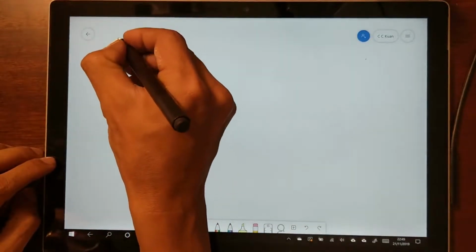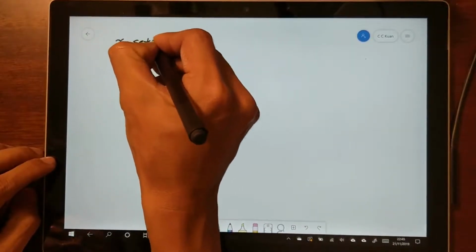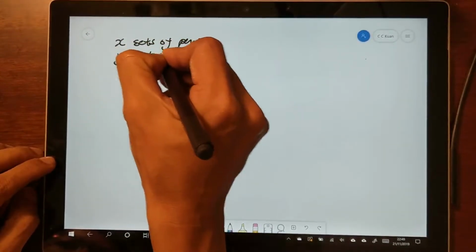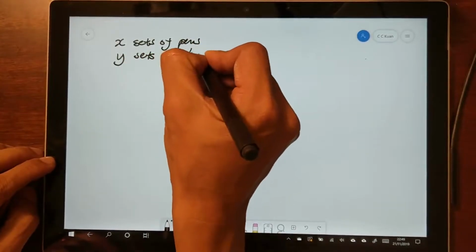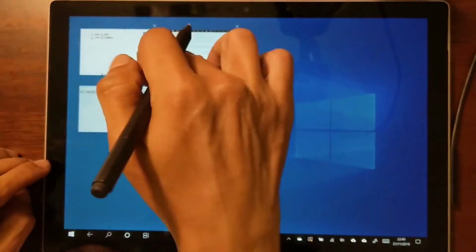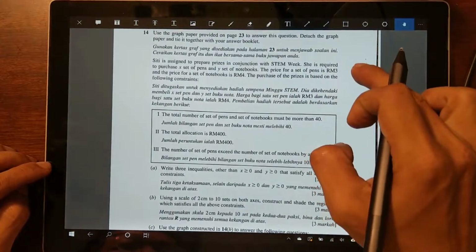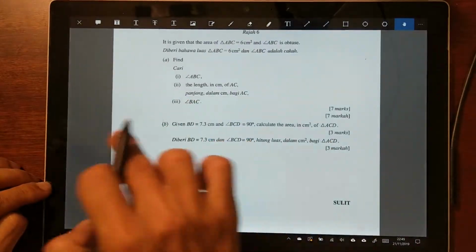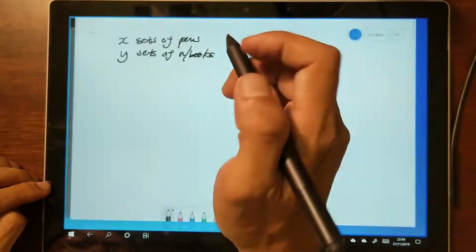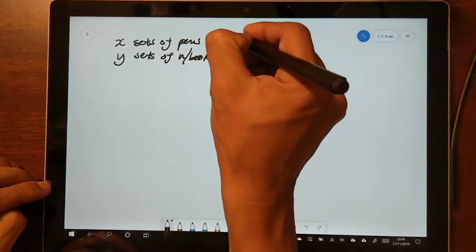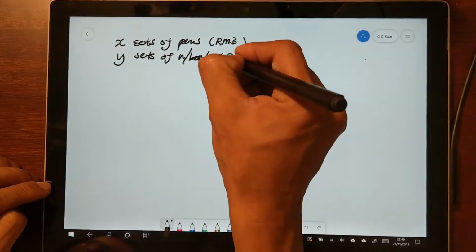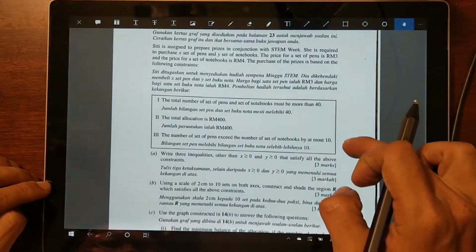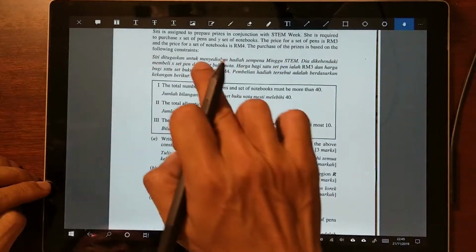We have x sets of pens, y sets of notebooks. Alright, straightforward. A set of pens costs 3 ringgit and a set of notebooks costs 4. So that's RM3 each and RM4 each. Alright, easy enough. The purchase prices are based on the following constraints.